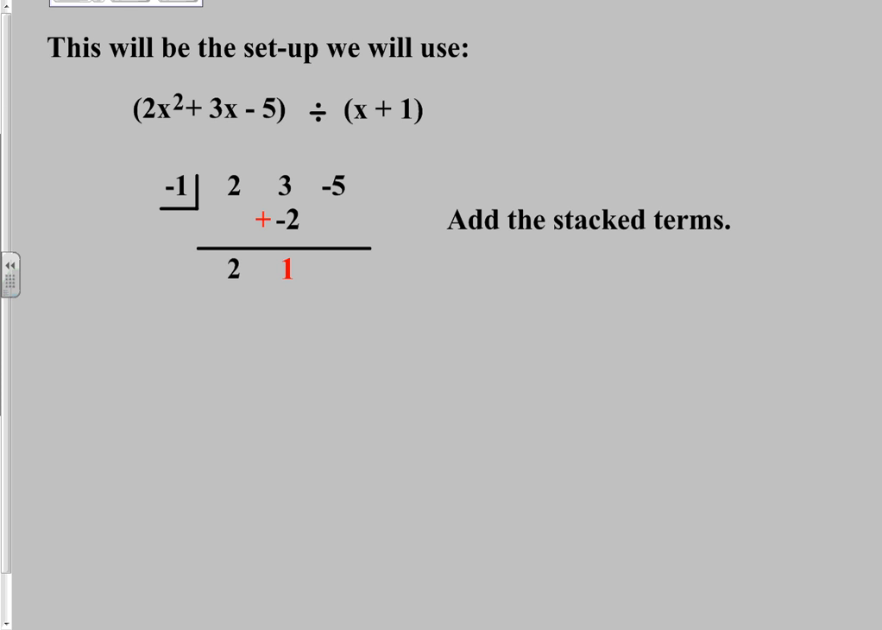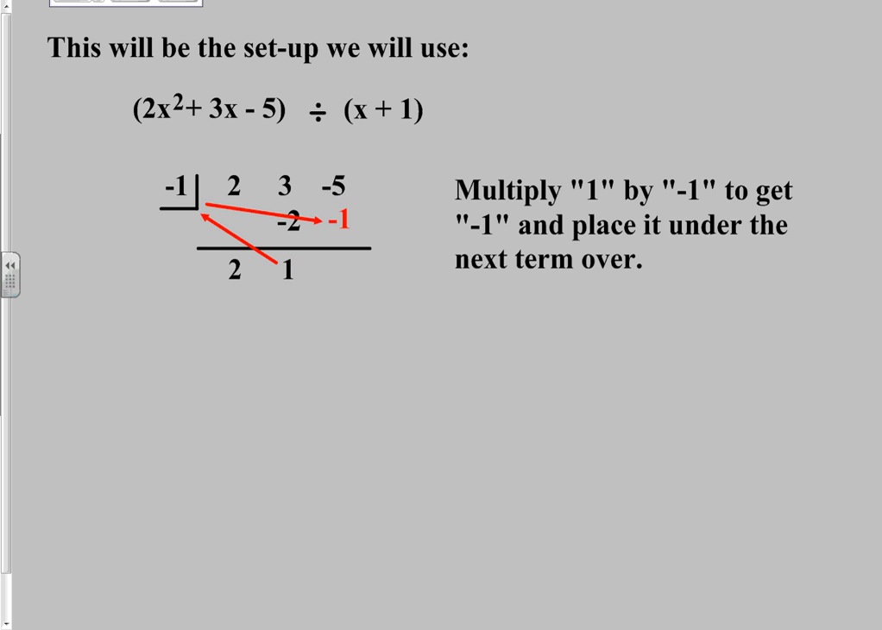Now, if you can get to this point, this is where the problem simply becomes repetitious. Every time we drop a number down and it gets underneath that line, then it multiplies times the number in the box, and the result of that multiplication pops in over underneath the next term over to the right.